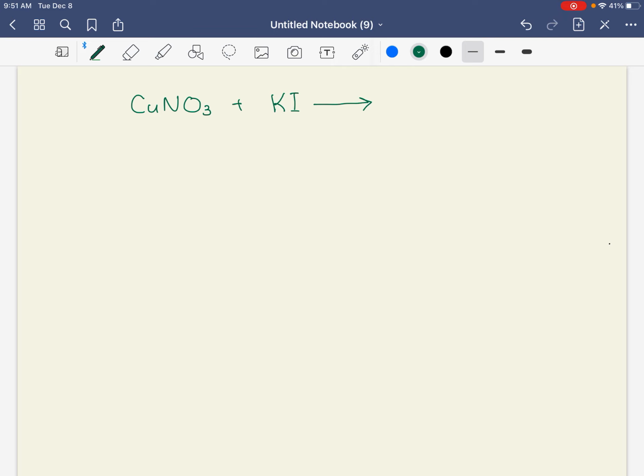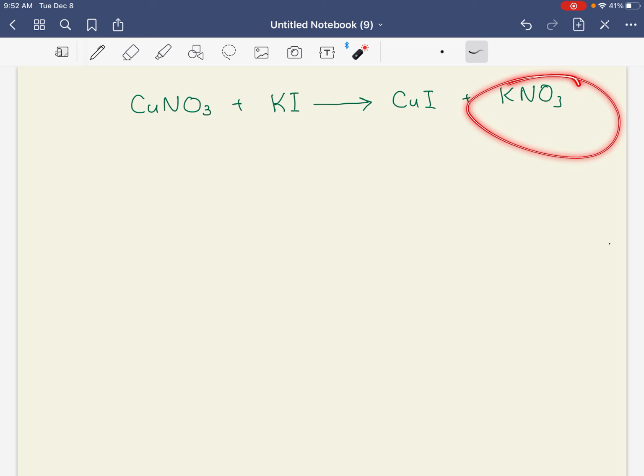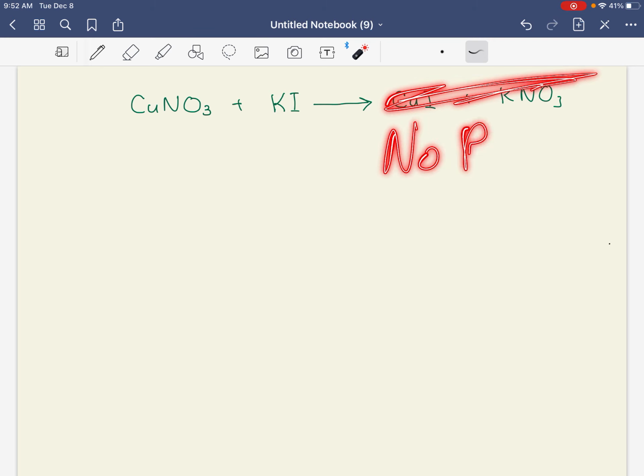If you were to do the double displacement as is, you will have copper 1 iodide plus potassium nitrate. If you check your solubility table, you'll notice none of these forms a precipitate. CuI is soluble. Potassium nitrate is also soluble. So what's really happening? Why do we say this is no reaction?